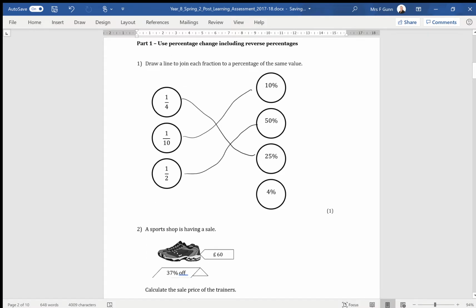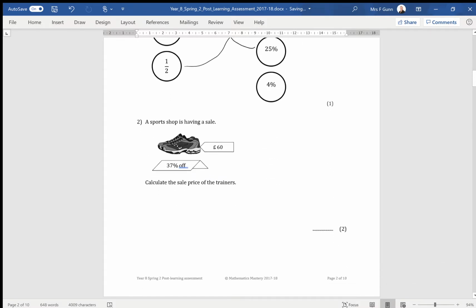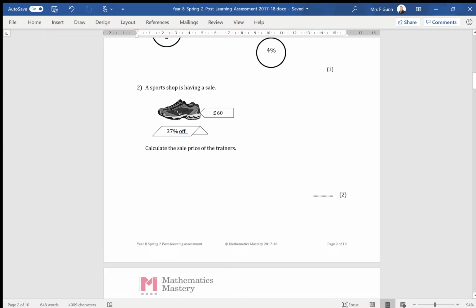Okay. Sports shoe is having a sale. £60, 37% off. Calculate the sale price of the trainers. There are several ways you can do it because it's a calculator paper. There's two easy ways. You can either do 60 times 0.37 because that's that as a decimal.